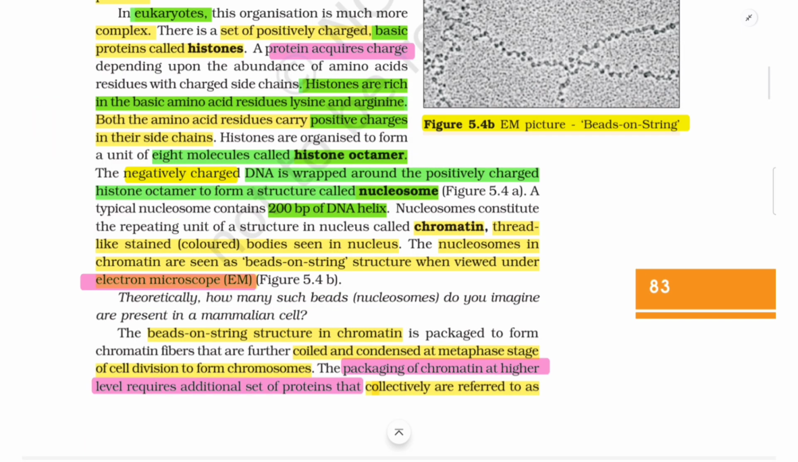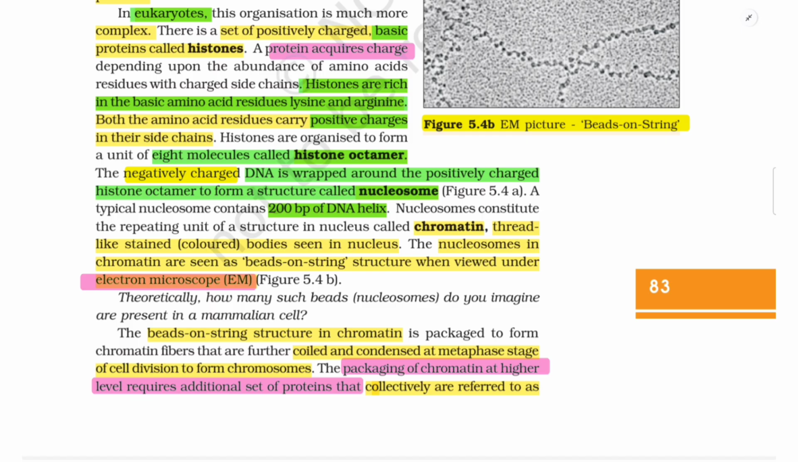In eukaryotes, this organization is much more complex. There is a set of positively charged basic proteins called histones. A protein acquires charge depending upon the abundance of amino acid residues with charged side chains. Histones are rich in the basic amino acid residues lysine and arginine.